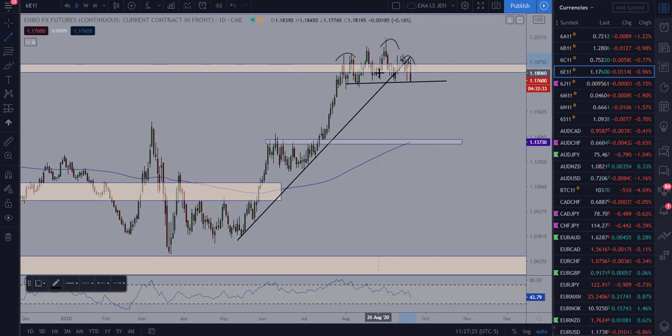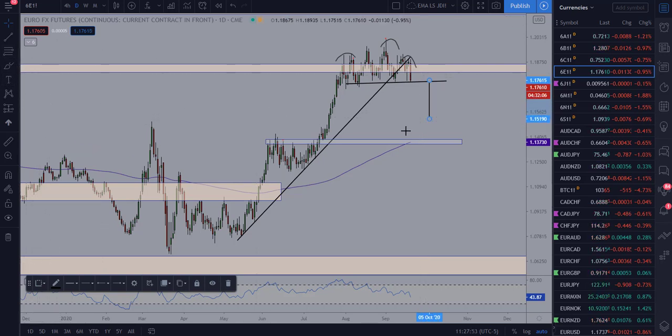How do we calculate that? We simply measure from the head down to the neck, or from the 1 to the low of the 2 as such. So that's projecting a move from roughly 120 down to 117.50. It's about 250 points. And that takes us down to this 115 area.